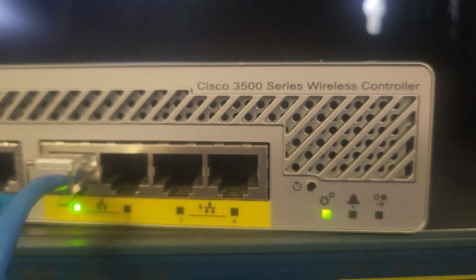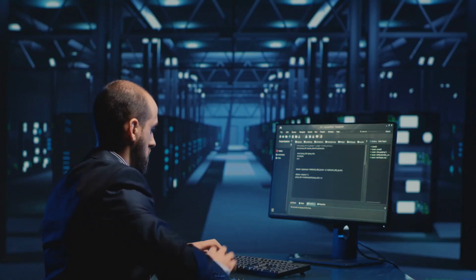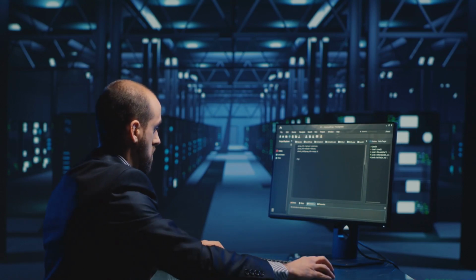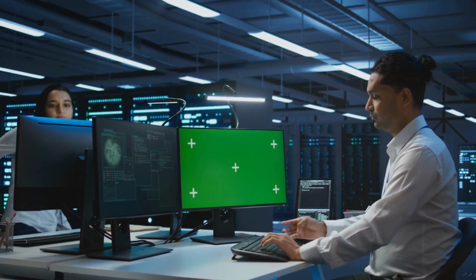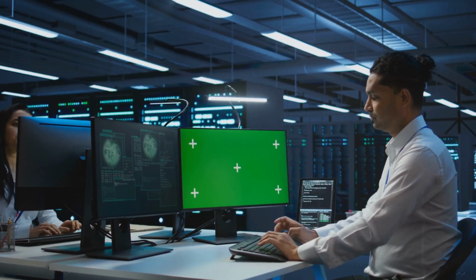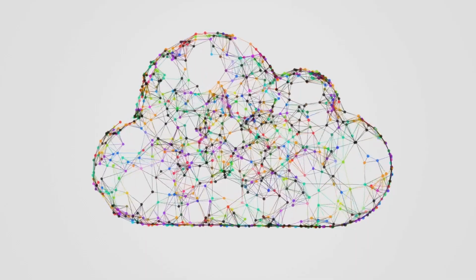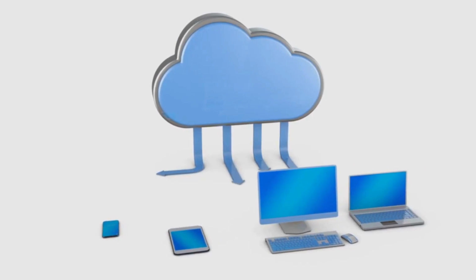Wireless LAN controllers are devices that centralize the management of multiple wireless access points across a network. Instead of configuring each AP individually, network administrators use wireless LAN controllers to set policies, apply security settings, and manage traffic, all from one place. Today, in addition to traditional on-premises controllers, many organizations are turning to cloud-based wireless controllers.